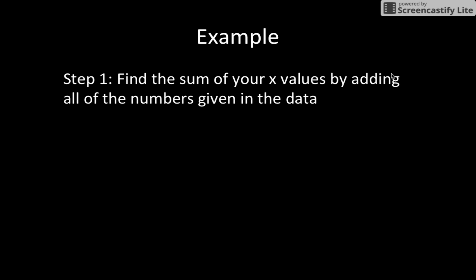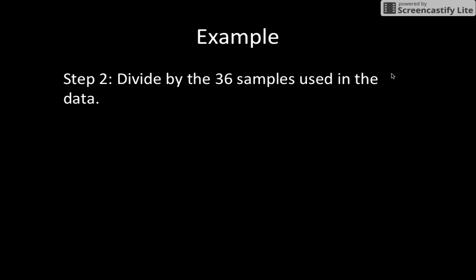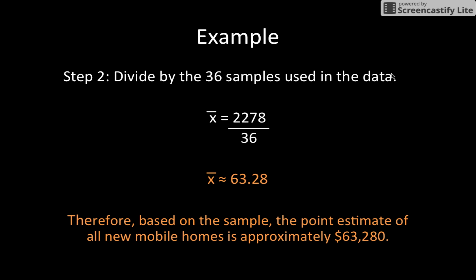So first, you want to find the sum of your x values by adding all the numbers given in the data. So when you add them all together, you get the sum of x equals 2,278. Then you want to divide by the 36 samples used in the data. So x bar equals 2,278 divided by 36, which gives you approximately 63.28. Therefore, based on the sample, the point estimate of the mean price of all new mobile homes is approximately $63,280.